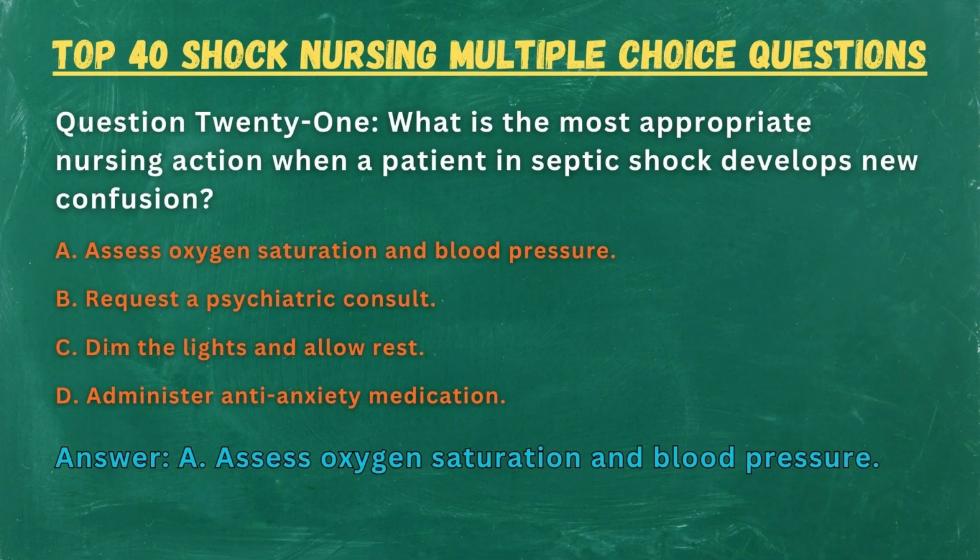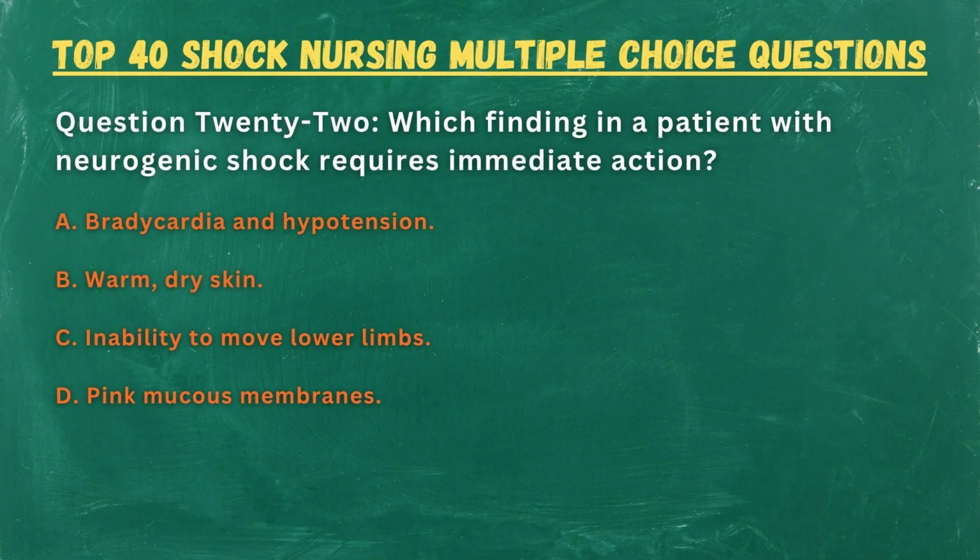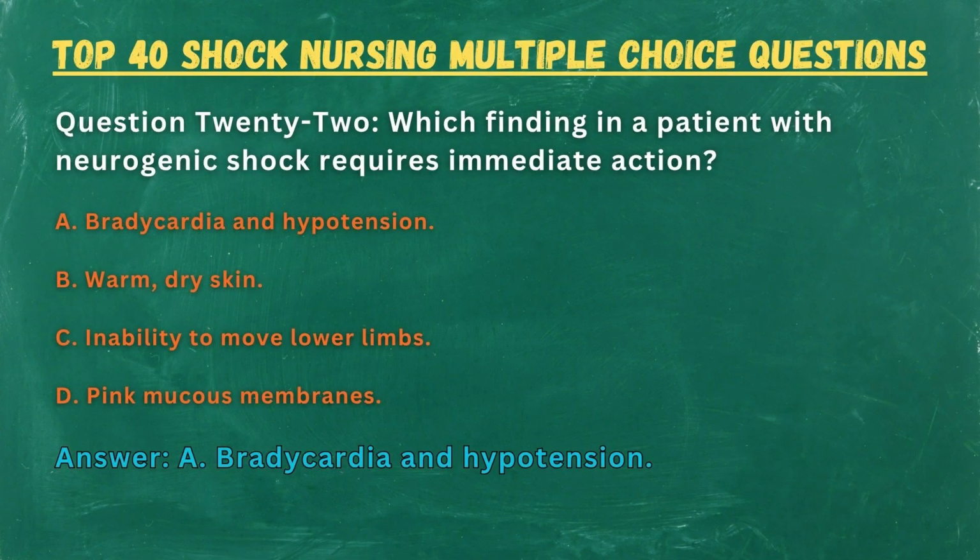Answer: A. Assess oxygen saturation and blood pressure. Question 22. Which finding in a patient with neurogenic shock requires immediate action? A. Bradycardia and hypotension. B. Warm, dry skin. C. Inability to move lower limbs. D. Pink mucous membranes. Answer: A. Bradycardia and hypotension.